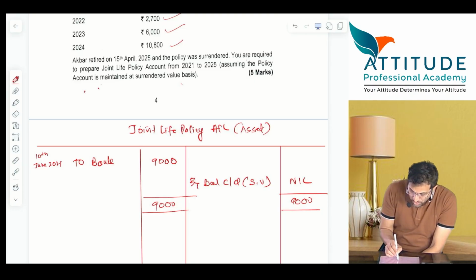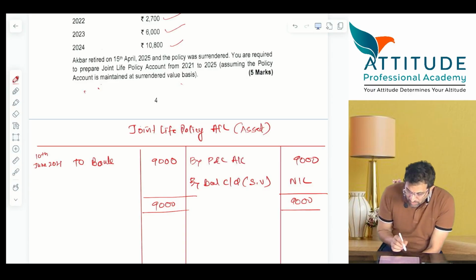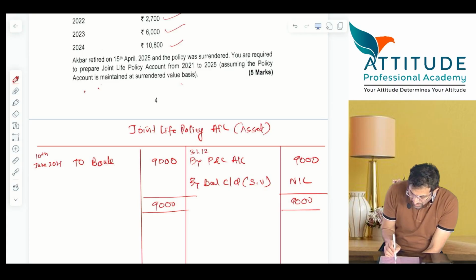It means that balance should be transferred to profit and loss account. How much? 9,000 is transferred to profit and loss. 31st December 2021. Here 31st December 2021 balance is nil.